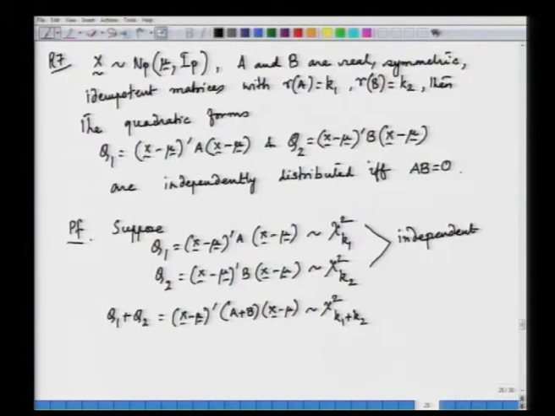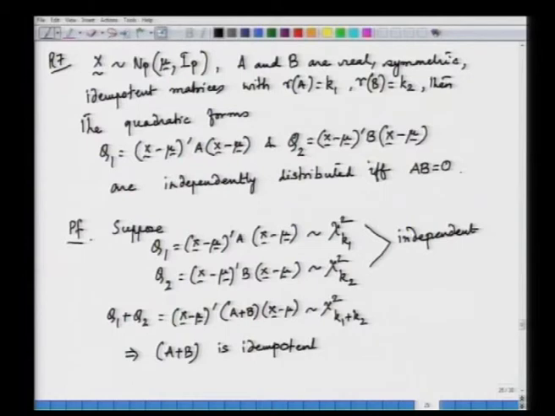Now, from our earlier result, we know that if this is a chi-square, then because that result was an if and only if result, this implies that A plus B is an idempotent matrix. Not only that, we also saw there that the rank of A plus B is equal to the degrees of freedom, that is, rank of A plus rank of B in this special situation. So, A plus B is idempotent.